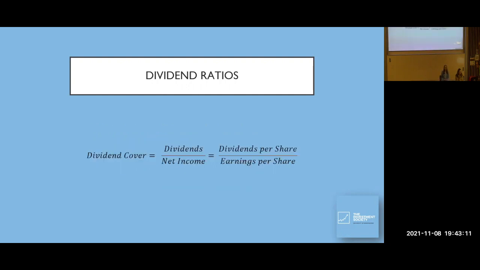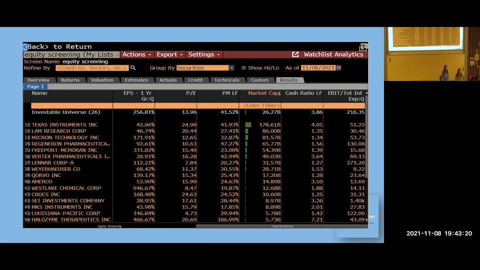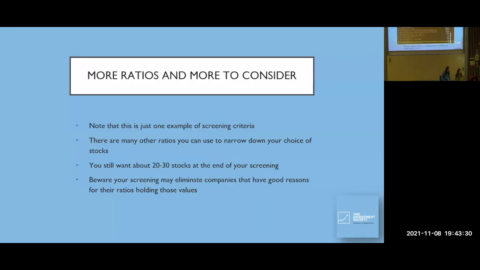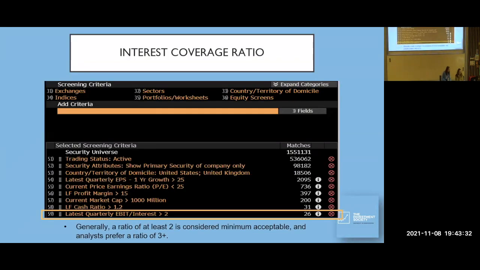So this is a bit about dividend ratios. We've talked about these before, but these can be used again to screen for stocks. So once you've done your screening, you can then click on, as you can see back here, at the bottom of this, it's not on the screenshot, unfortunately, but there is a button that you can click to then see the companies that you were looking at.